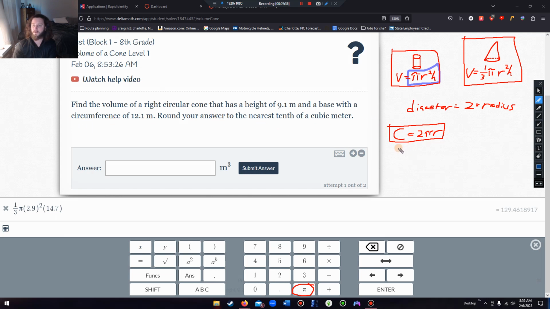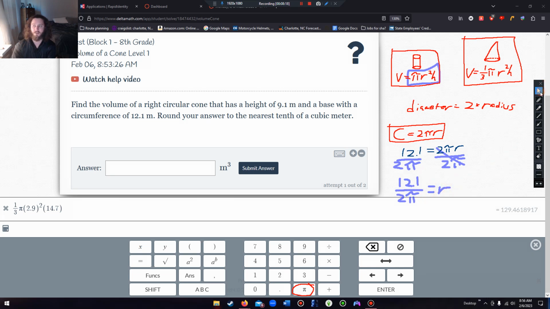So what I would do is set up the problem and start solving it. We have 12.1 equals 2 times pi times the radius. I would treat this like an equation. What if I divide both sides of the equation by 2 pi? Well, if I do that, pi's not going to be on that side of the equation anymore. And then I will have my circumference, which was 12.1, divided by 2 pi, and that's going to give me the radius.